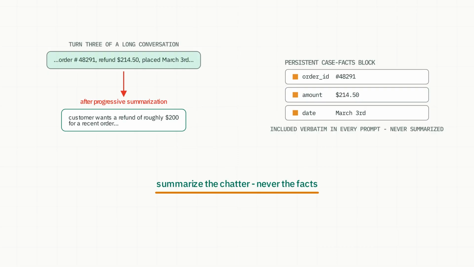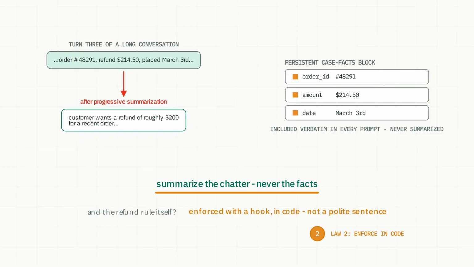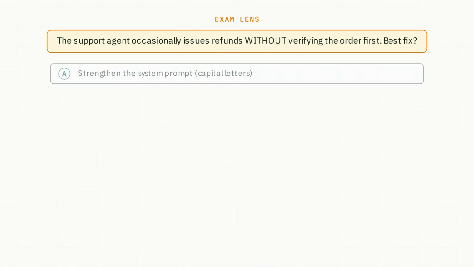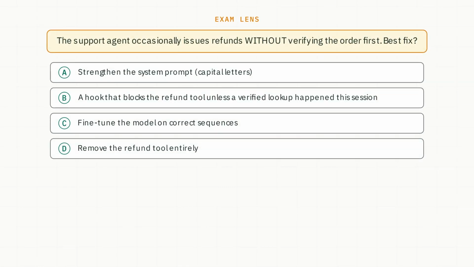The rule that a refund requires a verified order lookup first is enforced with a hook, programmatically, not with a polite sentence in the system prompt. The exam lens: the support agent occasionally issues refunds without verifying the order first. 4 options: strengthen the system prompt with capital letters, add a hook that blocks the refund tool unless a verified lookup happened this session, fine-tune the model on correct sequences, or remove the refund tool entirely.